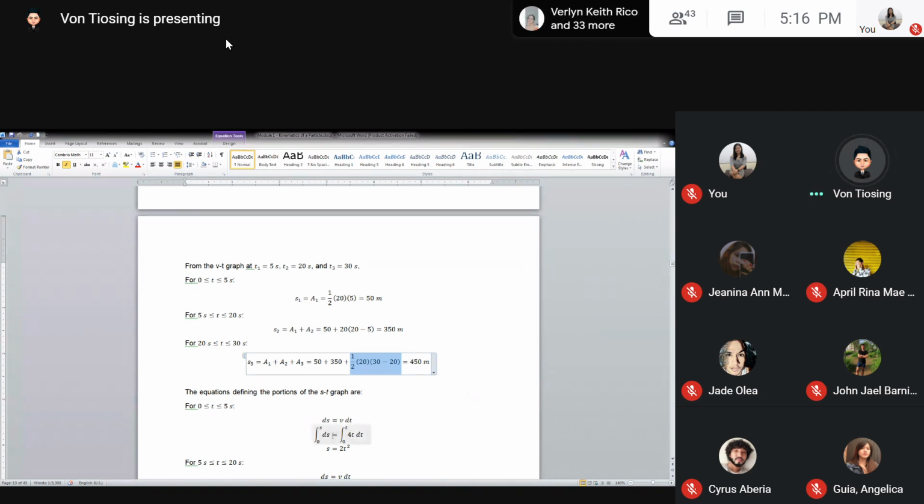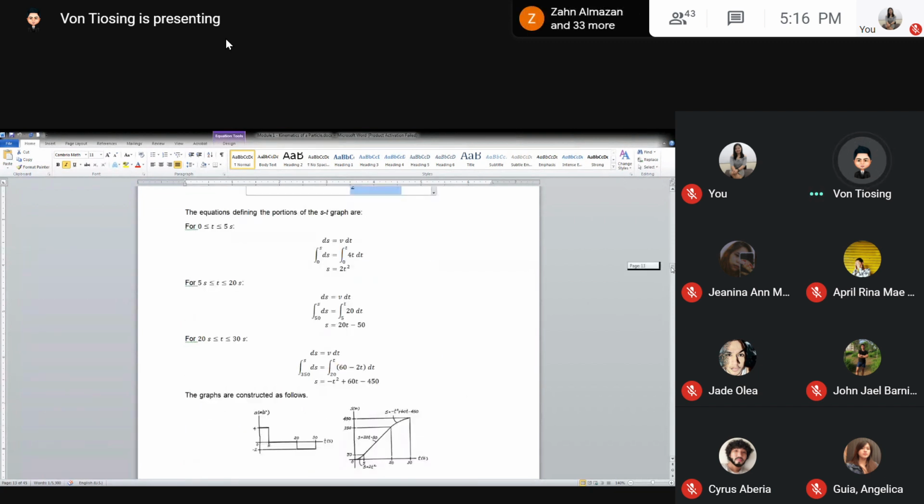Okay. So, bakit natin kinuha tong mga yung equation ng graph? Para makita natin yung shape ng graph natin. Okay, so this is 2t squared. So this is a parabola opening upward. This is an equation of a line. And this is an equation of a parabola opening downward.